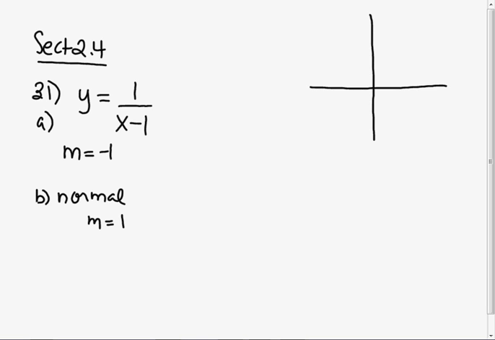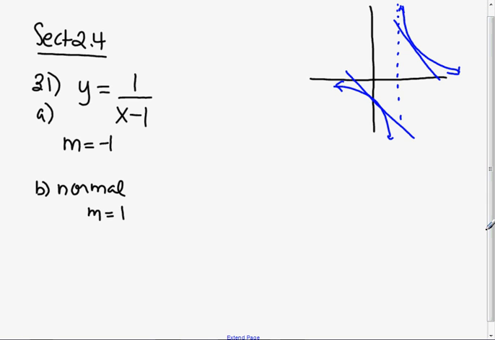Hey guys, what does this look like? 1 over x minus 1. It's a hyperbola, and it's shifted over 1 unit. Okay. I want to find the equation of the tangent lines where we have a slope of -1. So the slope's going to look something like this. Looks like there's 2 of them. You didn't give me the x value. I need to figure that out.